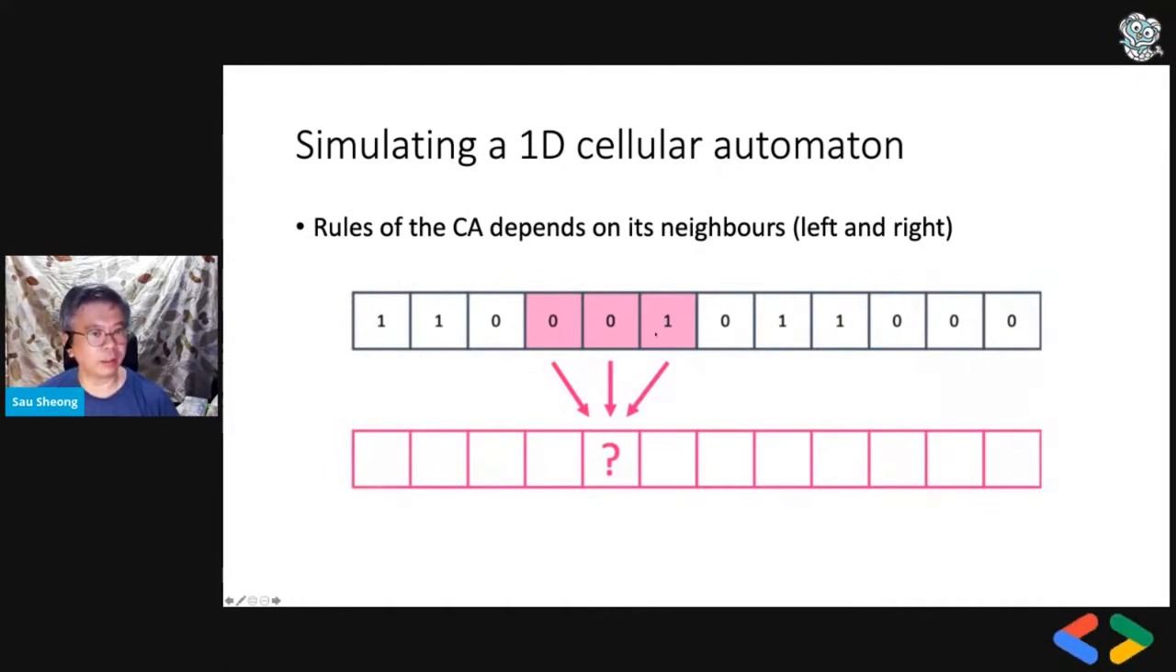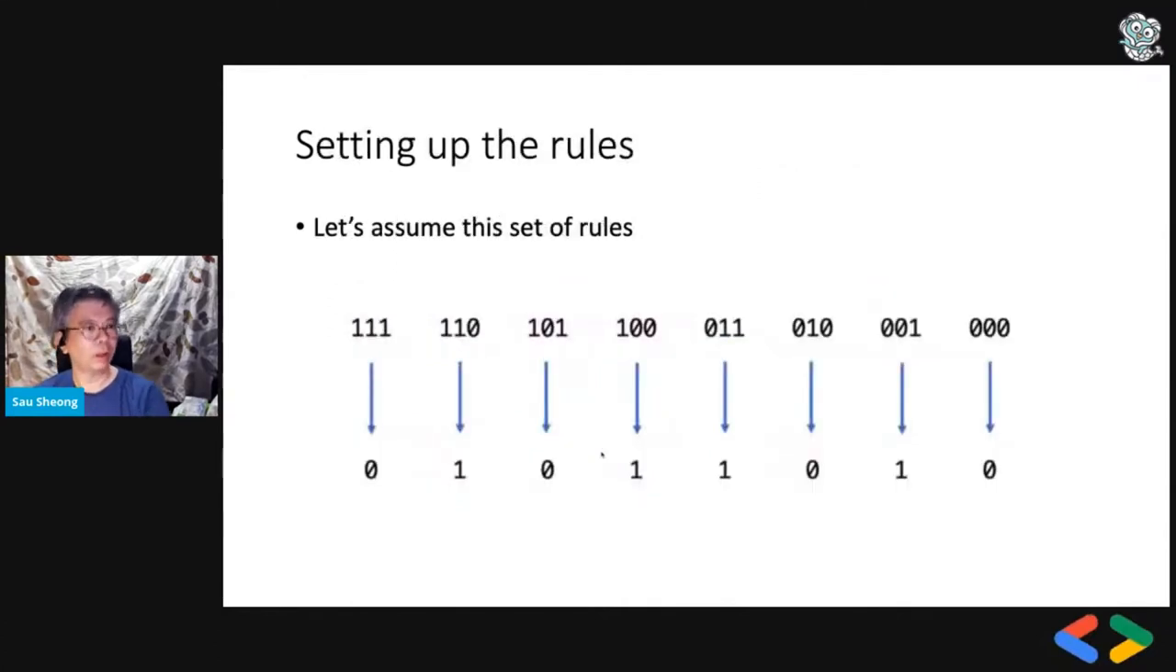And this particular pattern here, 001, will influence the next generation. What is going to be here, the question mark? You can imagine that these three binary numbers are the thing that determines what happens to this particular cell. You can determine a set of rules that figure out what this cell state is going to be in the next generation. It can be many things, but let's assume this set of rules. If you say 111, it will become 0, 110 will become 1, and so on. This is arbitrary, this is the set of rules that I put in, like so.